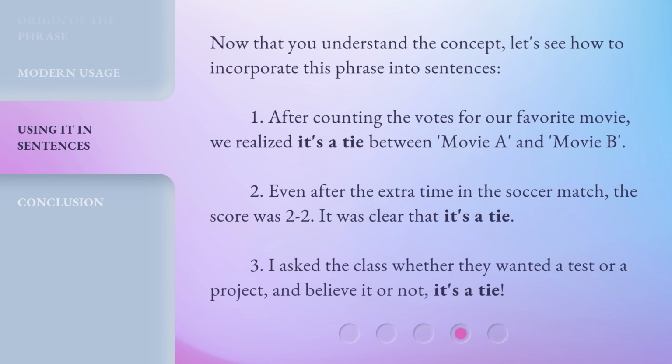Now that you understand the concept, let's see how to incorporate this phrase into sentences. 1. After counting the votes for our favorite movie, we realized it's a tie between movie A and movie B. 2. Even after the extra time in the soccer match, the score was 2-2. It was clear that it's a tie. 3. I asked the class whether they wanted a test or a project, and believe it or not, it's a tie.